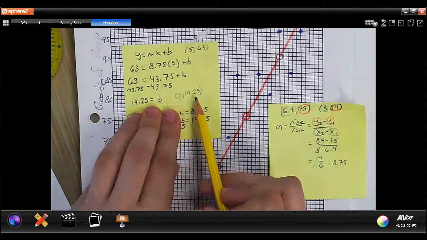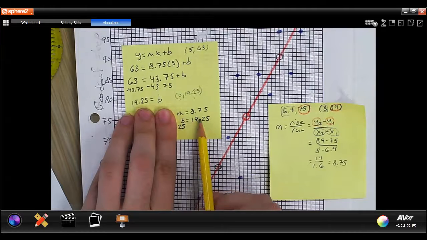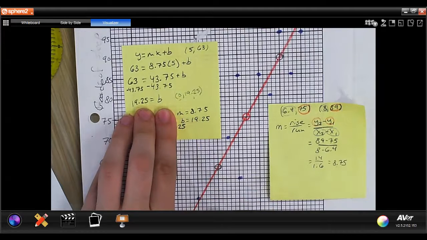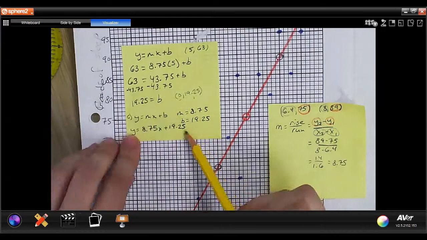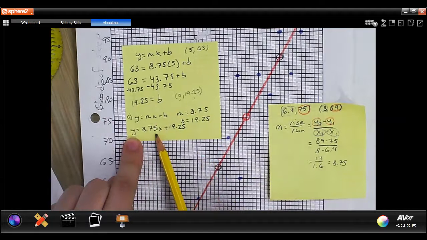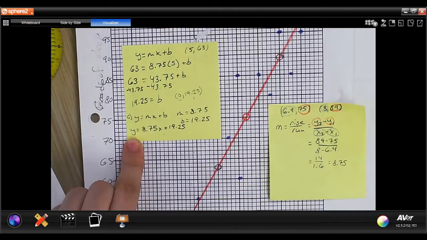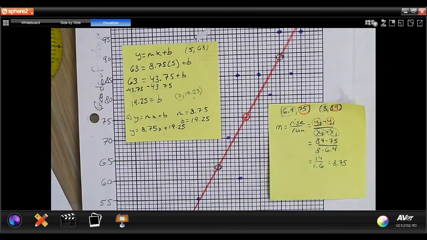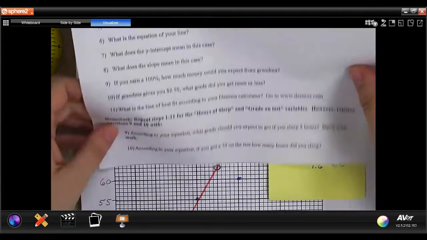Now that I know my m and my b, I can actually plug that in and write the equation for my line. So the equation for my line is y equals 8.75x plus 19.25. All right, so that's the equation of my line. Now I can use that to answer a couple of questions. Those questions being right down here.